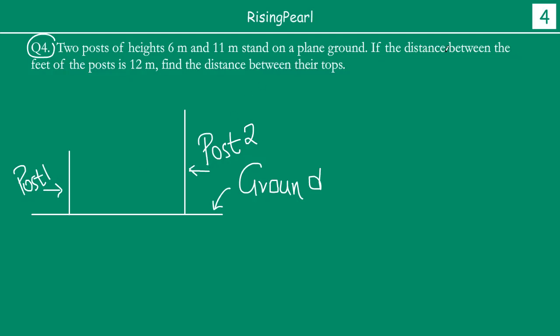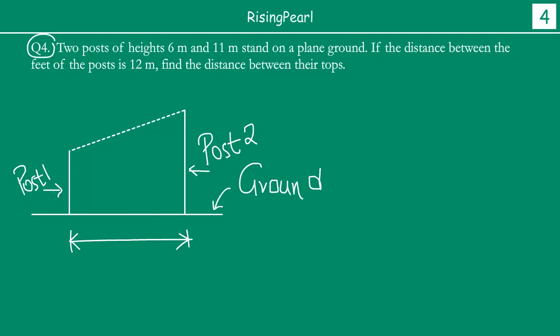Now if the distance between the feet of the posts is 12. So this post and this post, the distance between the feet is this, right? Which is nothing but how far away the two posts are from one another. What we need to find out is the distance between their tops. So we have to find out this distance. So let's just join that.